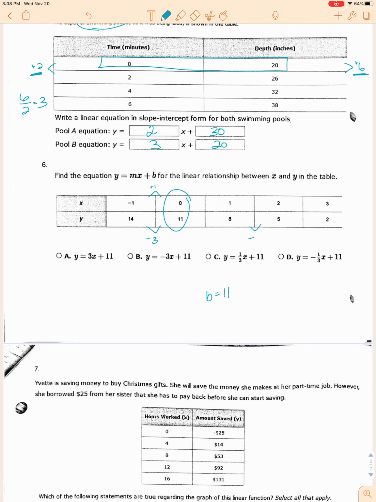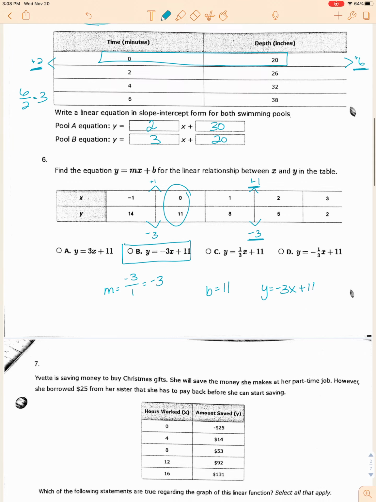So 8 to 5, negative 3. 1 to 2, positive 1. So it does not matter what 2 points you're looking for that difference between, just that you're finding the difference. So my slope is the difference in y over my difference in x, which is that positive 1. So then negative 3 over 1 is negative 3. So then my equation would be y equals negative 3x plus 11, which is B.